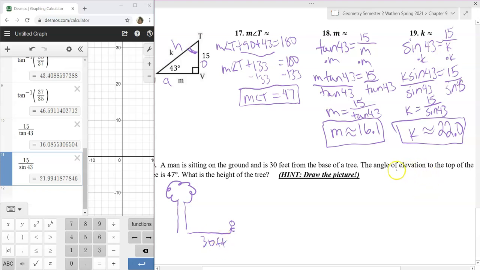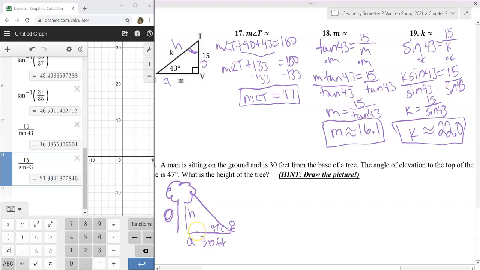The angle of elevation to the top of the tree is 47 degrees. So that means from the ground to the tree, that's 47 degrees. What is the height of the tree? So we're looking for our height, h. So from this angle that we're given, this 47, the height is our opposite, right? And, oh, such a terrible O. Oh, I guess that'll have to do. And that 30 feet is our adjacent.